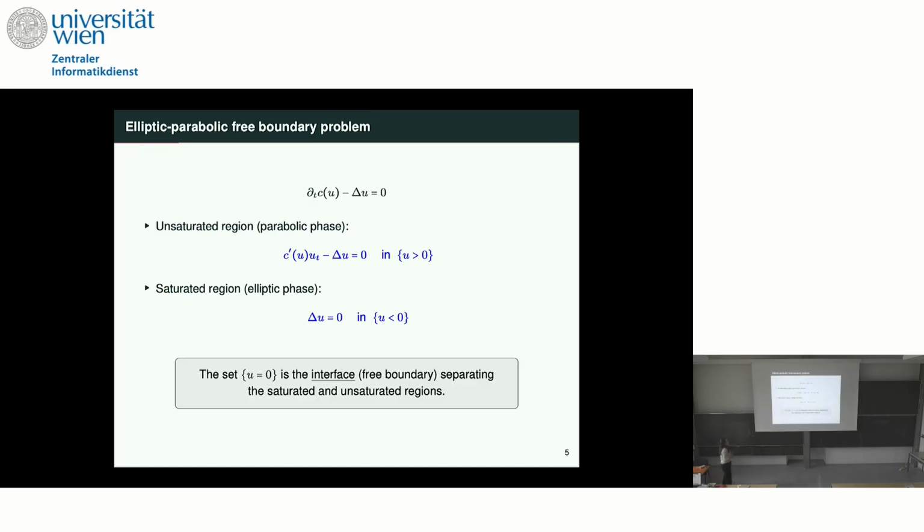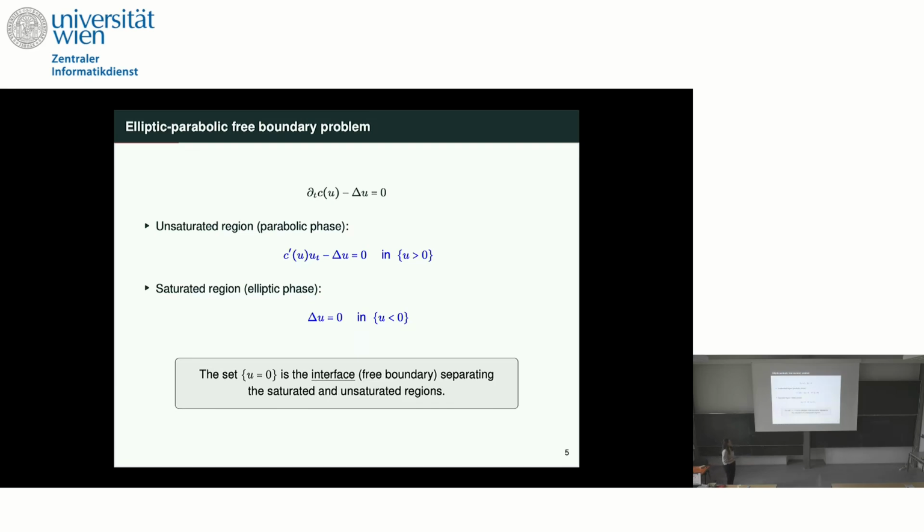And so we're interested in the 0 level set, which is this interface, like we saw in the picture, that separates the saturated and the unsaturated regions. And we want to know more about this interface and about the regularity. As you can see, this is a two-phase problem, but it's very different from the classical models. We have two different types of equations on each side. We have an elliptic equation and we have a parabolic equation. So this is why it's called an elliptic-parabolic free boundary problem.